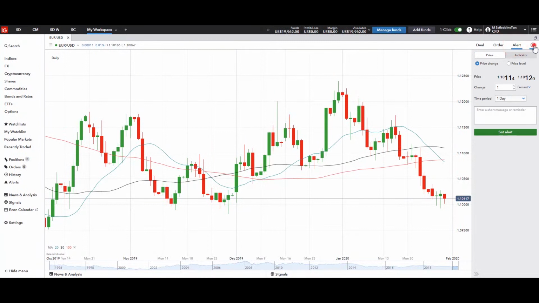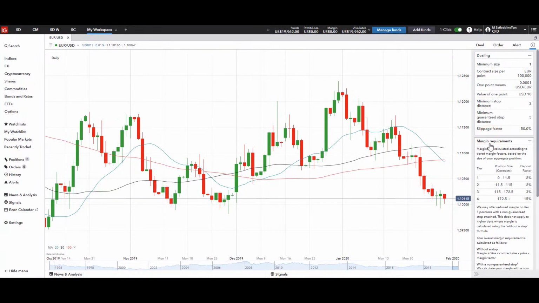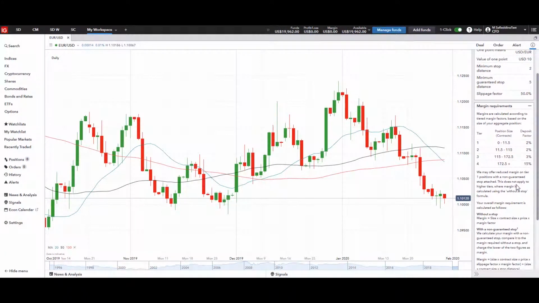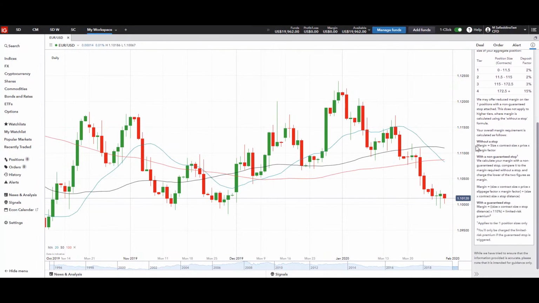Lastly, there's information. You remember how we talked about margin requirements and things like that? This is where you'll find it. For every product, you'll find your margin requirements here, like in the case of Euro USD, 0 to, not 11.5 actually, but to 115. The deposit factor is 2%, so 1 to 50. Margins could be reduced, and it does discuss that, whether you don't have a stop, or if you have a stop, or if you put a guaranteed stop, the margins are going to be different. It is going to be less if you put a stop loss. Keep that in mind. If you're initiating right away, your margins are going to be higher, but when you put a stop or a guaranteed stop, those numbers will come down.